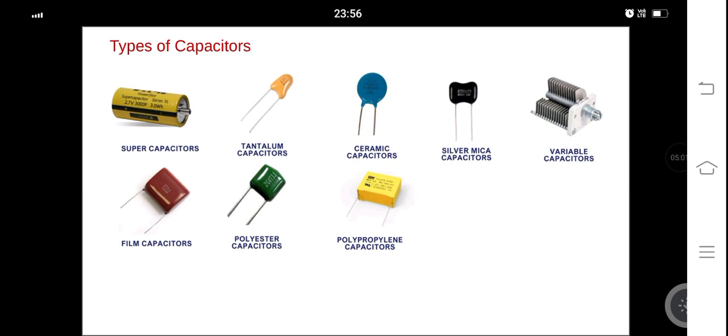Now, another topic is types of capacitors. There are various types of capacitors, and all of them are specific in their applications. One is the super capacitor, tantalum capacitor, ceramic capacitor, silver mica capacitor, variable capacitor, film capacitor, polyester capacitor, and polypropylene capacitor.